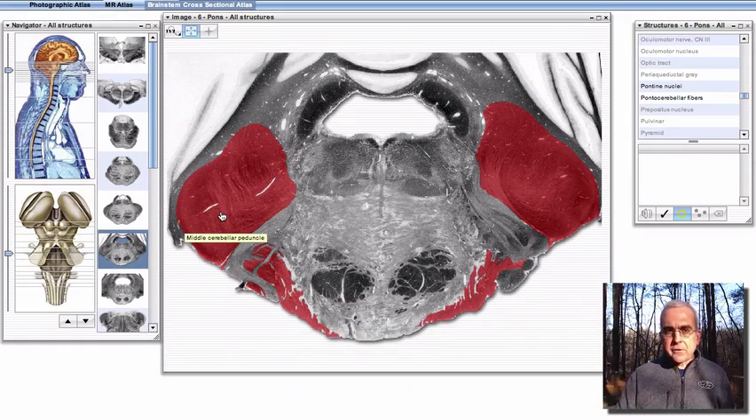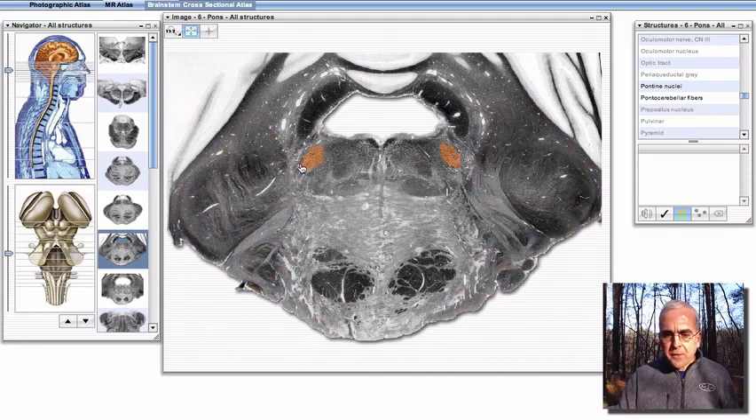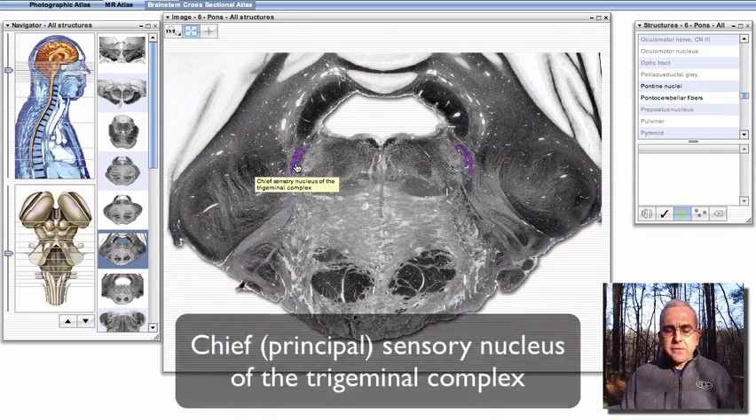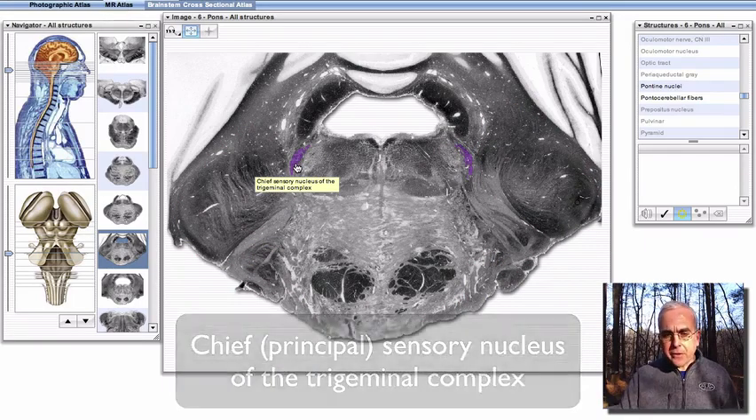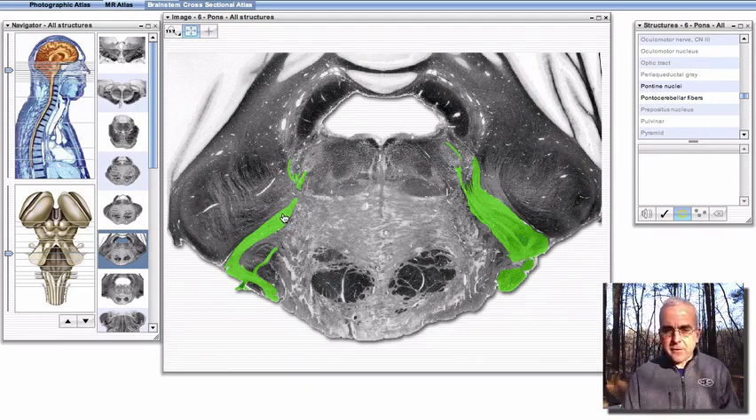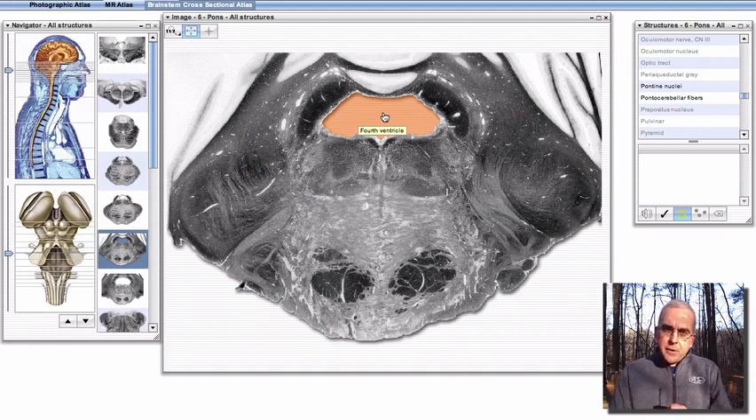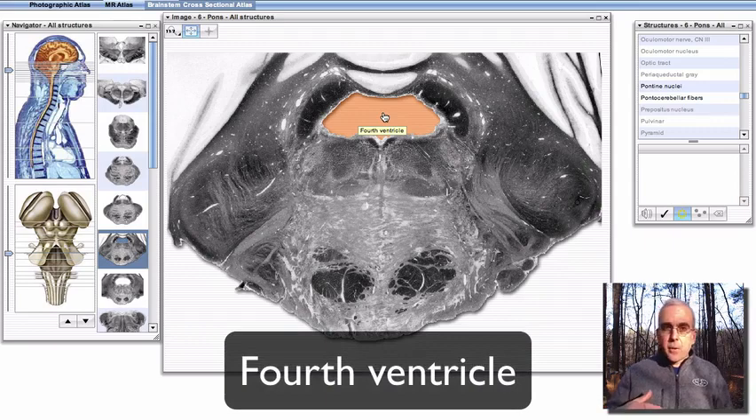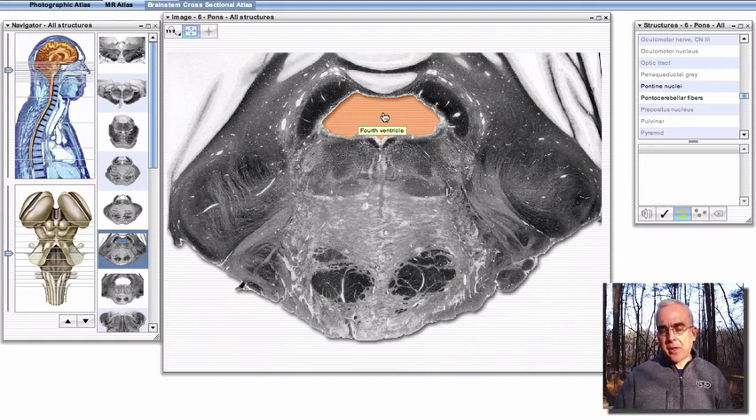Now in the region of the tegmentum of the pons, we have some cranial nerve nuclei of note. We have the chief sensory nucleus of the trigeminal complex, also called the principal sensory nucleus, and the trigeminal motor nucleus that are connected with the trigeminal nerve roots, which we see here. Now, above the tegmentum, of course, that cerebral aqueduct has now opened up into a large fourth ventricle. And so lateral and dorsal to that fourth ventricle is the cerebellum.